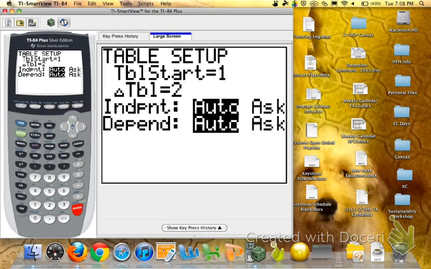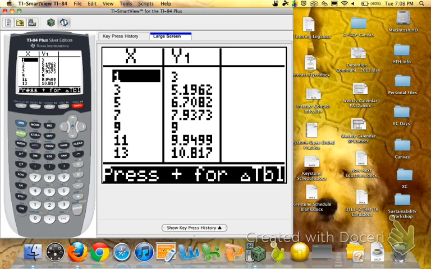Then I can go to my table, and that f of 1, f of 3, f of 5, f of 7, and f of 9 are all sitting right here in my table. Because here, when the x value is 1, this 3 is f of 1. When the x value is 3, this 5.1962 is f of 3. So I can just copy these down every time I need them.